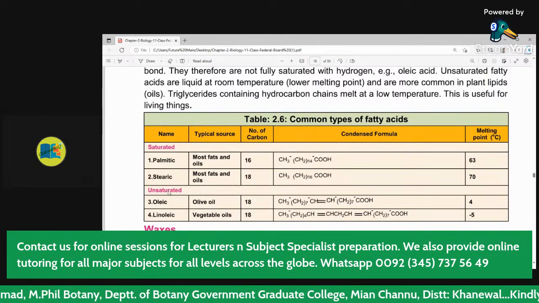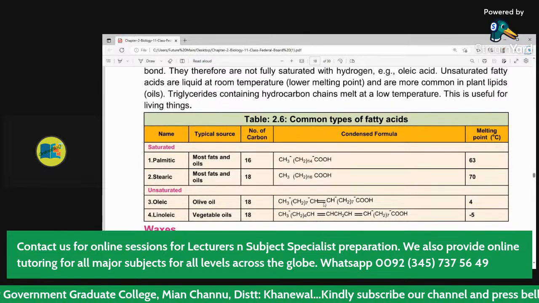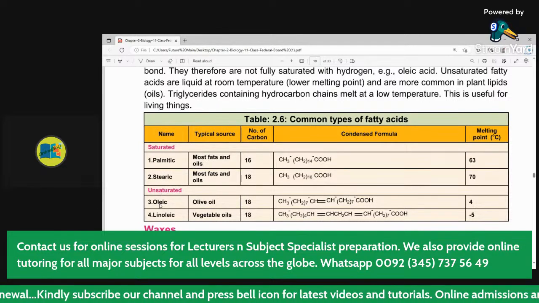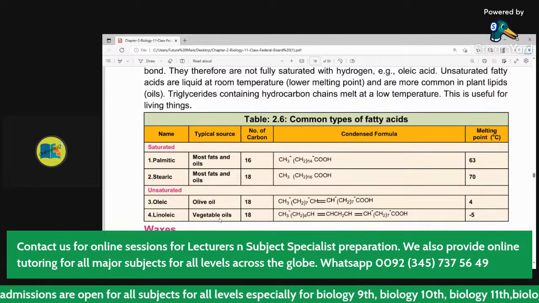While unsaturated fatty acids have at least one double or triple bond in them. Examples of unsaturated fatty acids are oleic acid and linoleic acid, and these are present in vegetable and plant sources. These come from plant sources such as olive oil or vegetable oils.